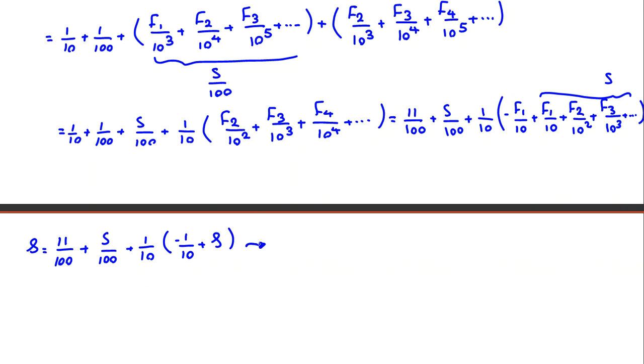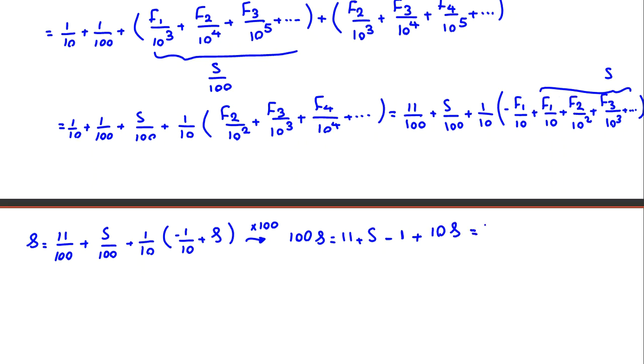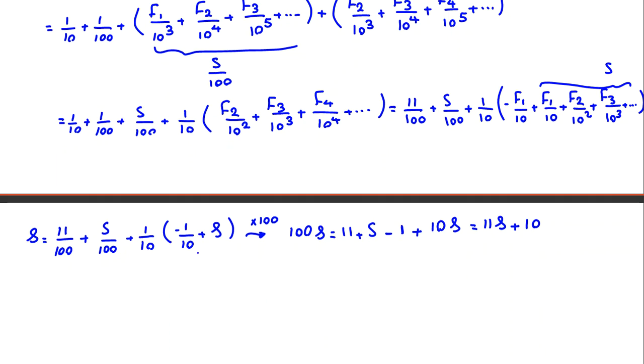Now, let's multiply both sides by 100. So it will be 100s equal to 11 plus s, and 10 times negative 10 will be negative 100. If you multiply by 100, it will be negative 1 plus 1 over 10 times s, which will be s over 10 times 100, which is 10s. Now it will be equal to 11s plus 10. Why 10? 11 minus 1, 10.